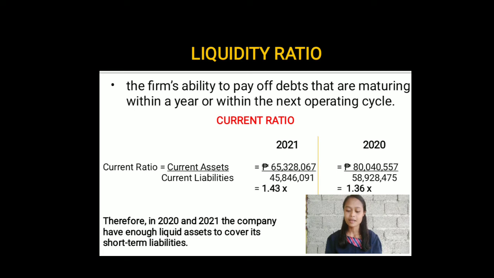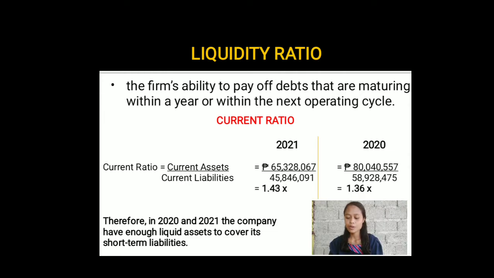So without further ado, let us now go to the financial ratio analysis. First, let us go to the liquidity ratio. Liquidity ratio is the firm's ability to pay off debts that are maturing within a year or within the next operating cycle. Here, I am using the current ratio. Current ratio is equal to current assets over current liabilities.